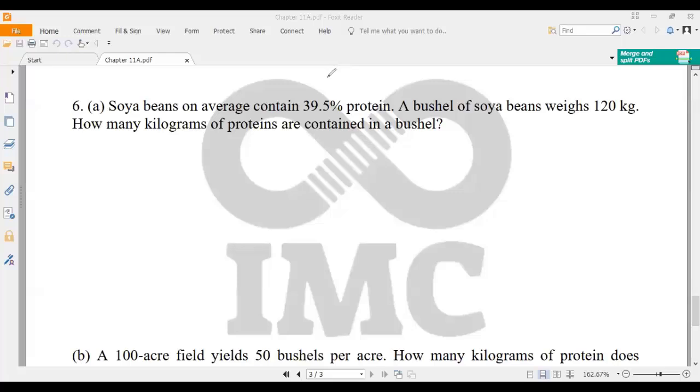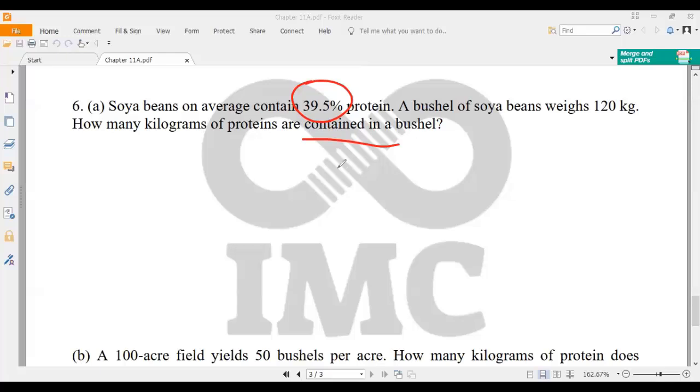Soybeans on average contain 39.5% protein. This is the important part. A bushel of soybean weighs 120 kg. How many kilograms of protein are contained in a bushel? So we need to find out how many kilograms of protein are contained in a bushel.